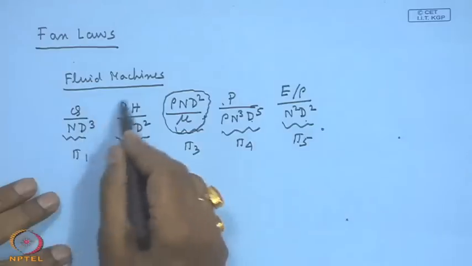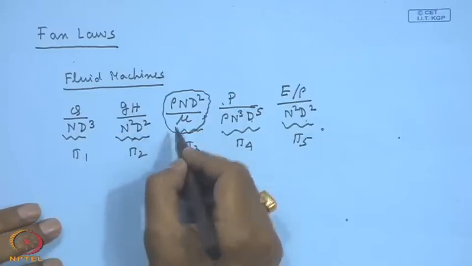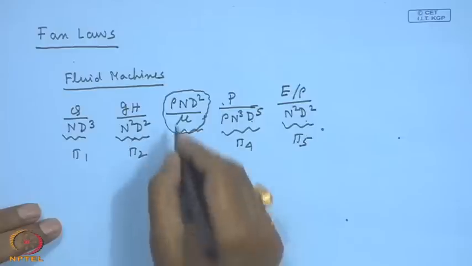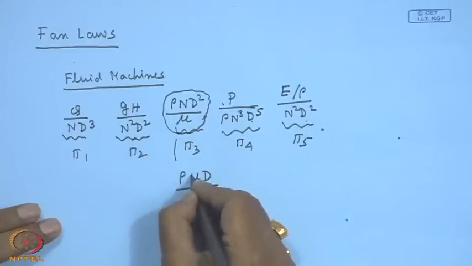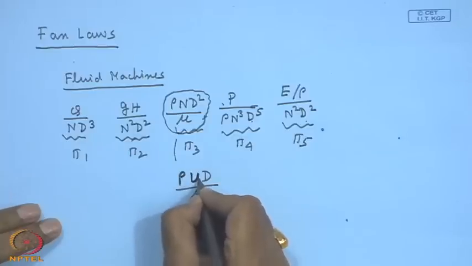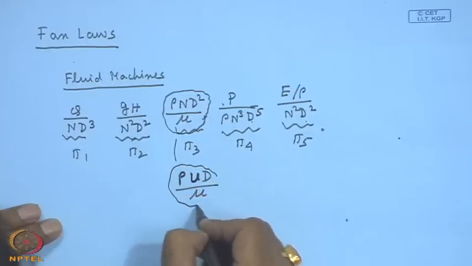So, this thing I explained earlier, I am not going into detail of it, but this term, as you know, represents a sort of Reynolds number, because rho n d squared by mu is the velocity u d by mu. That means this u is the peripheral speed, so it is a Reynolds number based on peripheral speed. It can be changed to Reynolds number based on other flow velocities also. Physically, it represents a sort of Reynolds number.